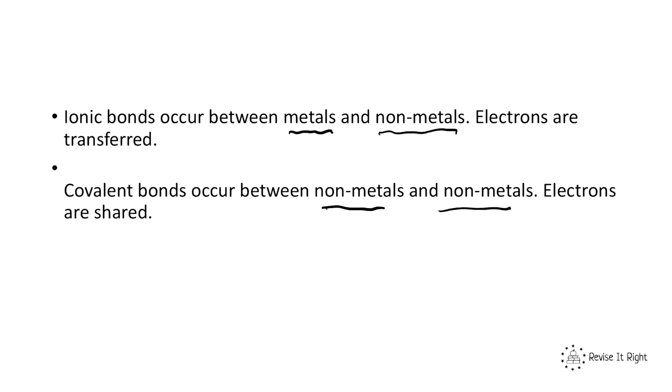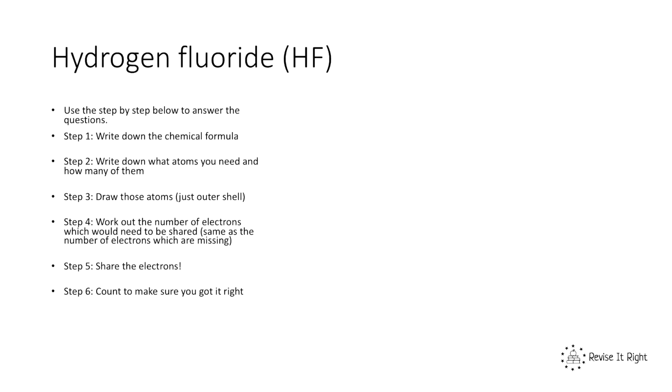Now you have to be able to represent these as dot cross diagrams and you have to be able to draw them. So I'm going to take you through a few examples of those now and how to do that. So this question is asking us to draw the covalent bond for hydrogen fluoride. Okay, now I've written here a series of steps that we should follow, especially when you're new to doing this, to make sure that you don't miss anything and make sure you get it right.